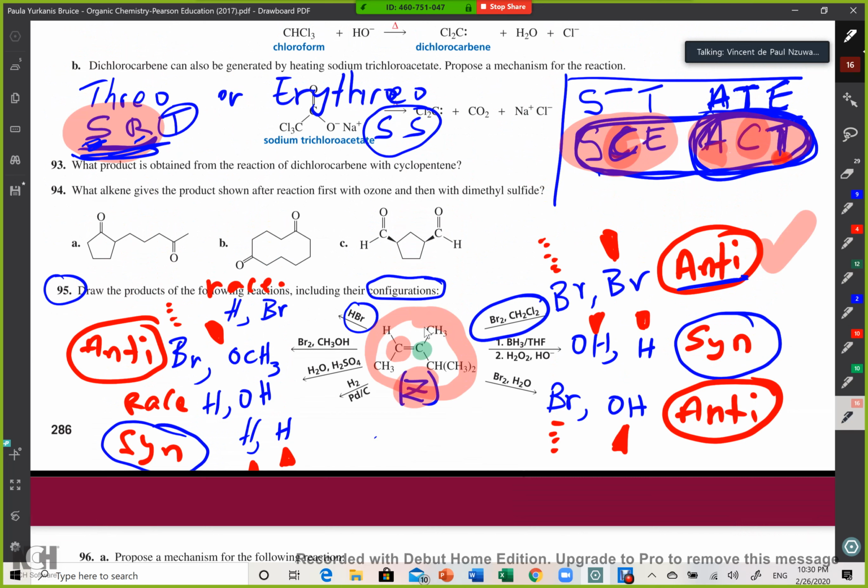Now, I notice that these reagents are the reagents that will lead to the formation of an anti product. And because that's the only reagent that leads to the formation of the anti product, I now further reduce my choices to ACT. Does that make sense? I further reduce my answer to ACT, so my product needs to be an anti product with a trio conformation.